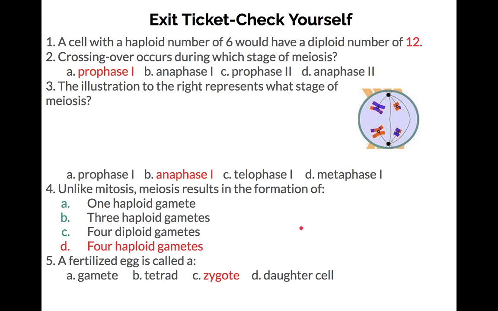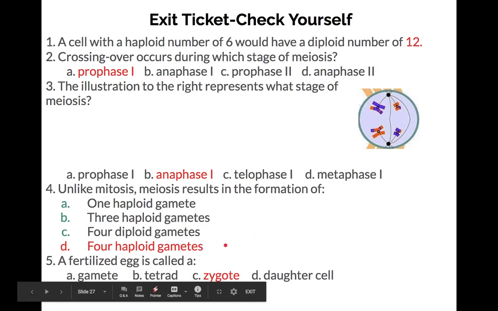Number 4, unlike mitosis, meiosis results in the formation of 4 haploid gametes. And number 5, last one, a fertilized egg is called a zygote, and if you remember, the zygote was due to the combination of 2 gametes.